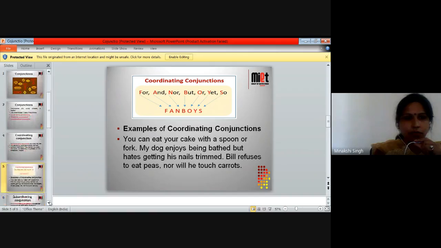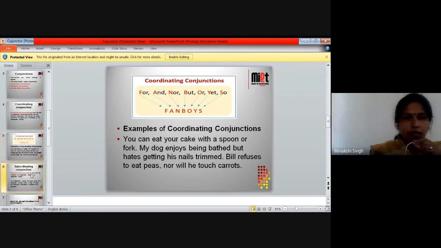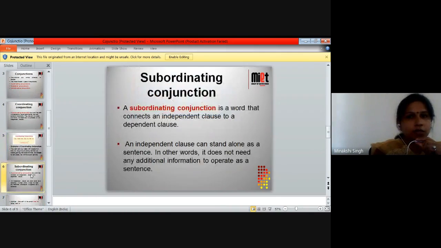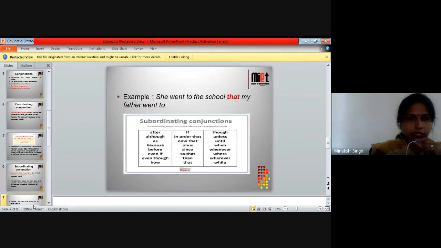Students, next we will understand subordinating conjunction. A subordinating conjunction is a word that connects an independent clause to a dependent clause, right? We have just discussed independent clause and dependent clause. An independent clause can stand alone as a sentence. In other words, it does not need any other information to operate as a sentence, while a dependent clause needs another sentence to complete its sense. Right, students? So now we are going to learn about subordinating conjunctions.